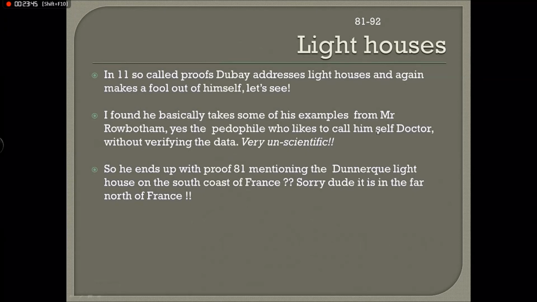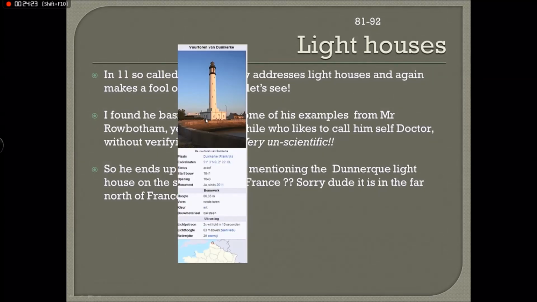And then he comes with the lighthouses, and again he makes the mistake of taking parallax data. So Mr. Rowbottom again. And I think for somebody who calls himself leading the International Flat Earth Research Society, he is very unscientific. He hasn't verified any of the data he is presenting to you. So he ends up with proof 81, mentioning the Dunkerque lighthouse on the south coast of France. Come on, this is the Dunkerque lighthouse, and there is Dunkerque.